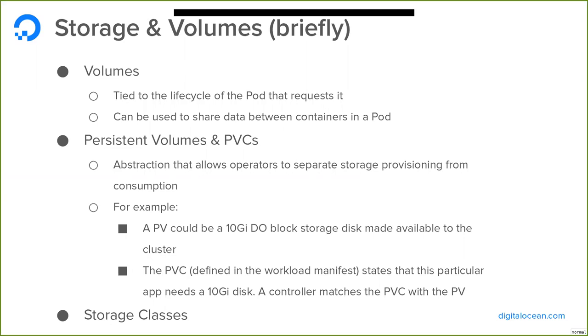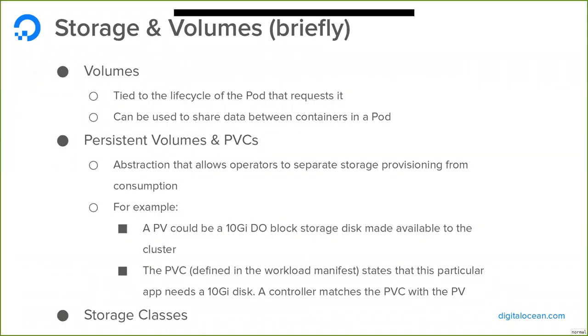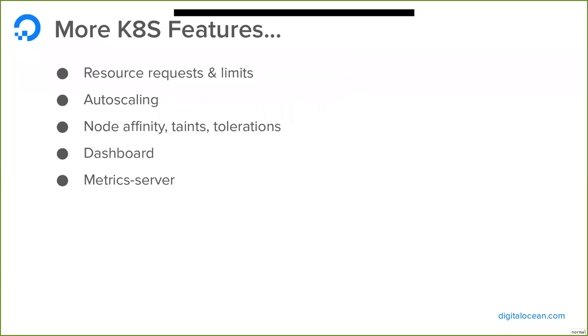volumes, persistent volume claims. These things are ways that you can persist data. So the config maps and secrets are ways that you can pass configuration into your application without storing it in the application itself. Volumes and persistent volumes are a way that you can share data between containers in a pod, and they get mounted just like a normal block storage volume on your file system, but inside the container file systems.